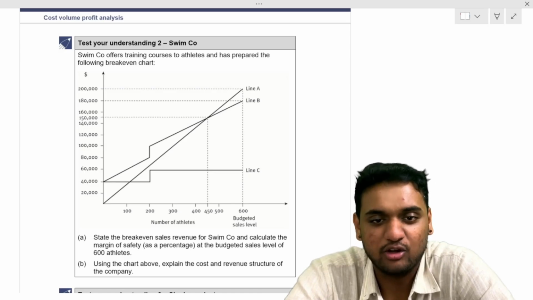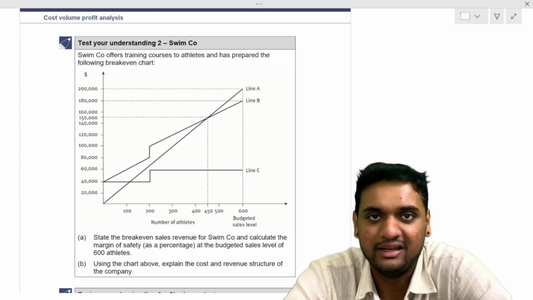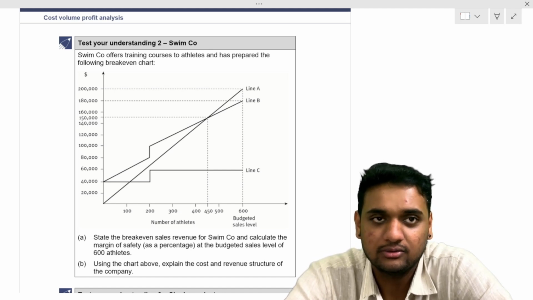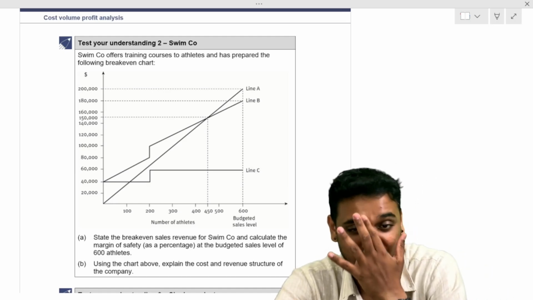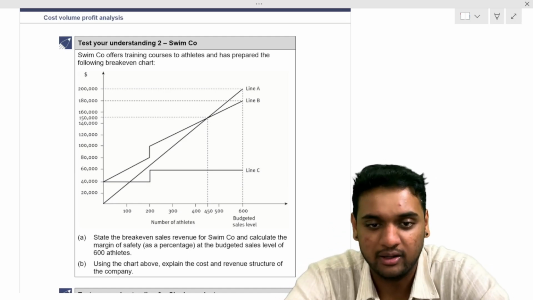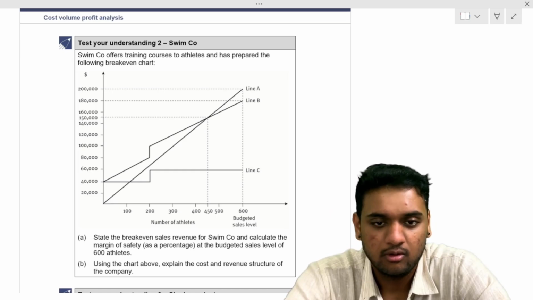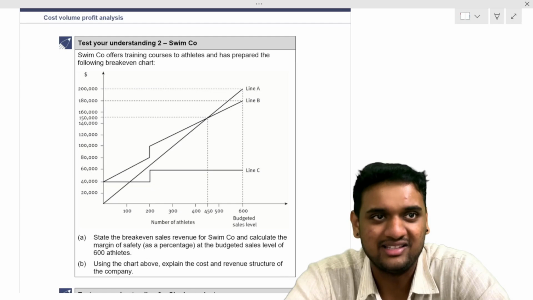Line C, line B is also different. Line C is also different. What might be the reason? Try to analyze. So first we'll start with line C. In line C, what had happened? What has increased?